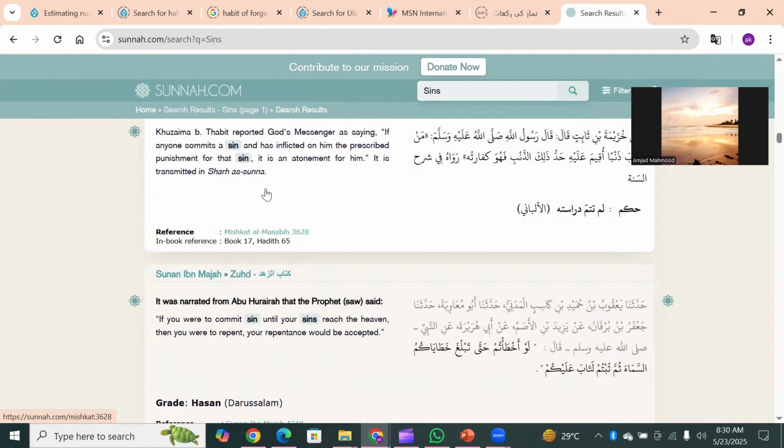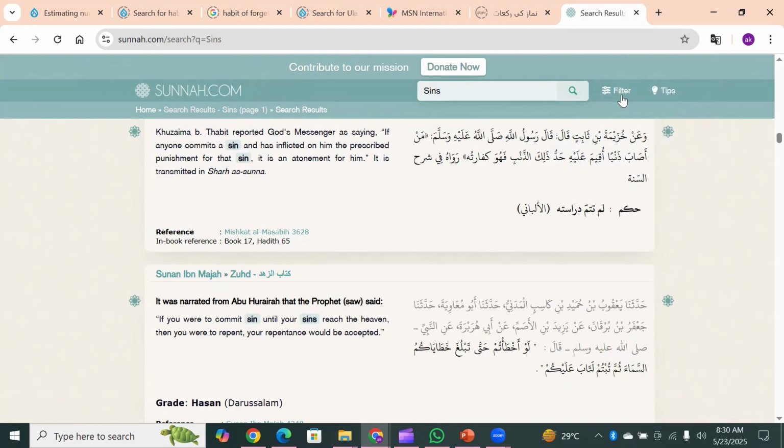Khuzaima bin Sabit said that Rasulullah sallallahu alaihi wasallam said: من أصاب ذنبا أقيم عليه حد ذلك الذنب فهو كفارة. So Khuzaima bin Sabit reported that Rasulullah sallallahu alaihi wasallam said that if anyone commits a sin and then the prescribed punishment for that sin is inflicted on him, it is an atonement for him.